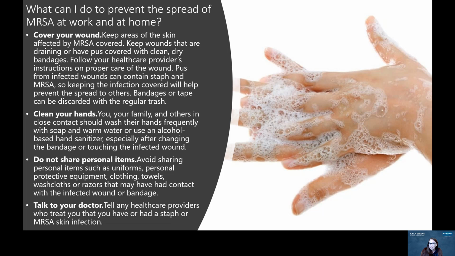What can I do to prevent the spread of MRSA at work and at home? Cover your wound. Keep areas of the skin affected by MRSA covered. Keep wounds that are draining or have pus covered with clean, dry bandages. Follow your healthcare provider's instructions on proper care of the wound. Pus from an infected wound can contain staph and MRSA, so keeping the infection covered will help prevent the spread to others. Bandages or tape can be discarded with the regular trash.